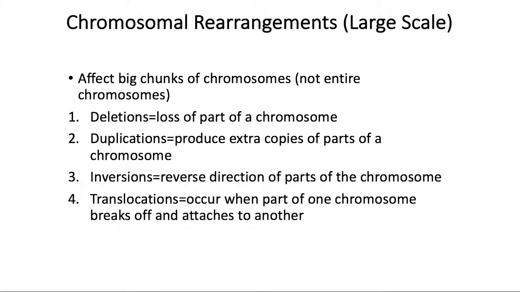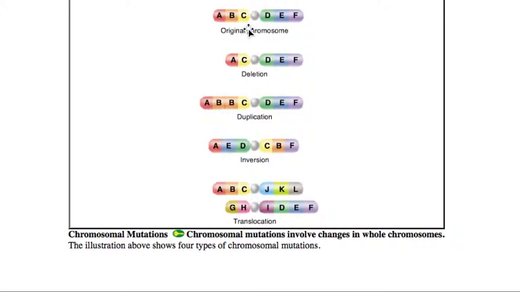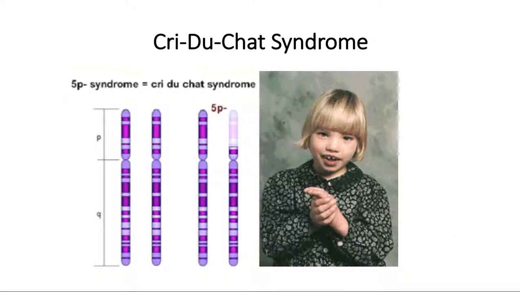And here are some pictures of what those chromosome rearrangements look like. There's the original chromosome. Here's a deletion where we're missing a part. Here we've duplicated a part, inverted part of a chromosome, and translocation where a chromosome has detached and attached to another chromosome. Here is an example of a chromosome rearrangement mutation.